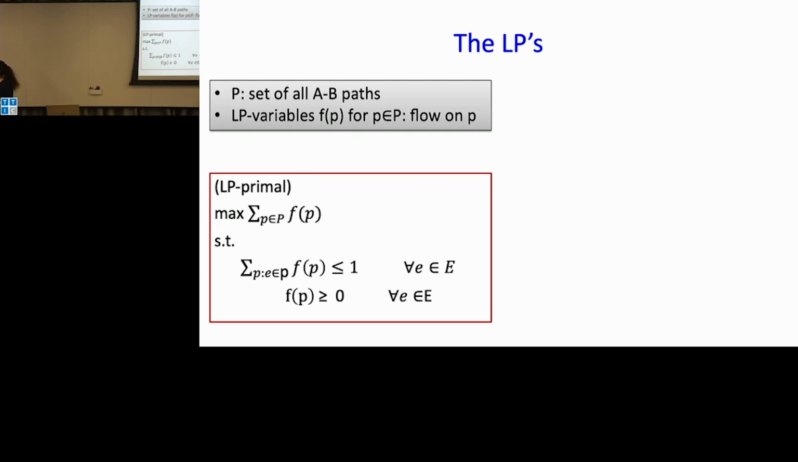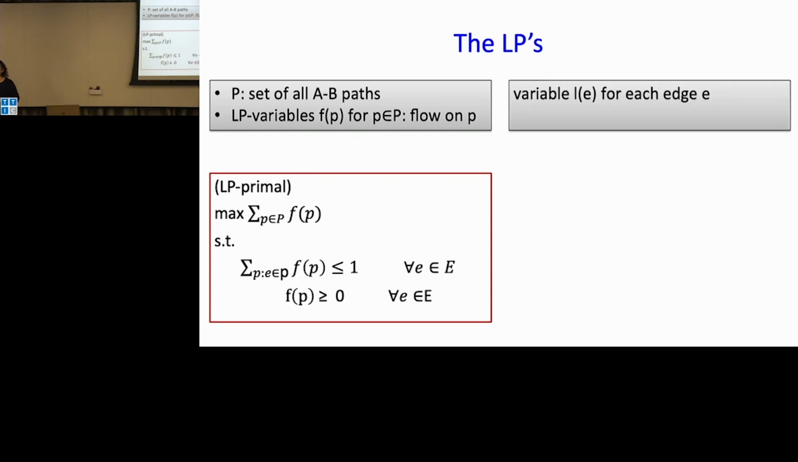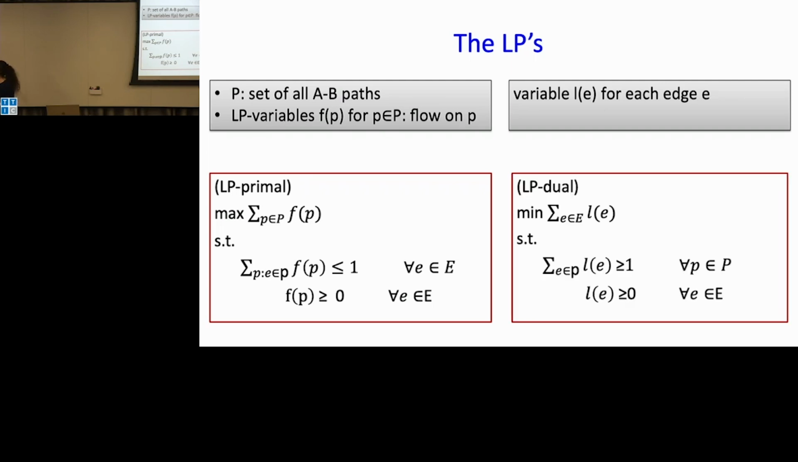And now we compute the dual, and it's also completely standard. It's actually the min-cut relaxation. In the dual, we have a variable L of e for every edge e. Think about it as the length of this edge. And then in words, what does this dual say? It says assign lengths to the edges so that the length of every path connecting a vertex of A to a vertex of B is at least 1. And subject to this, minimize the total length of all the edges. So this is the dual.